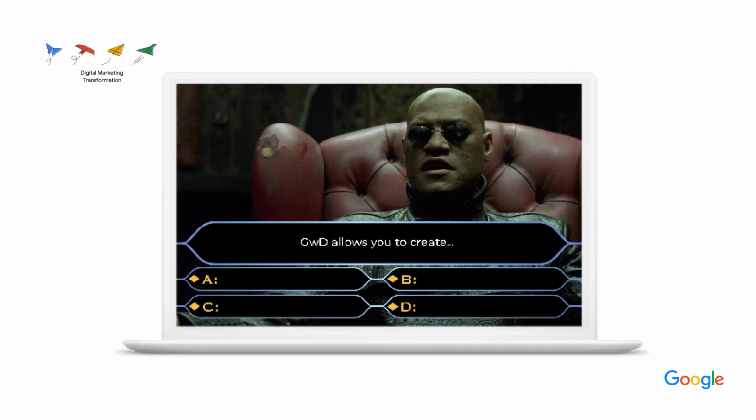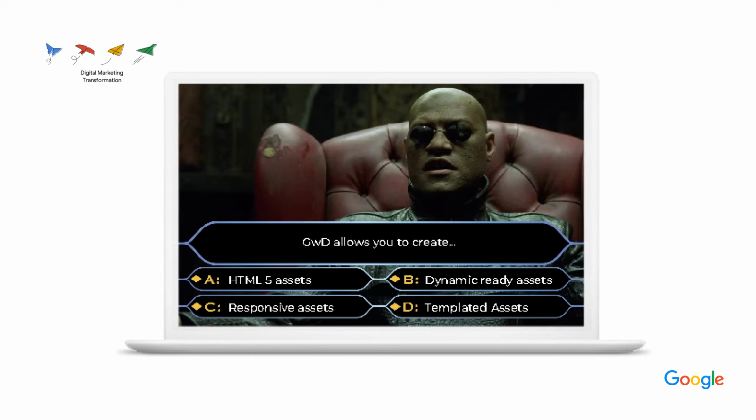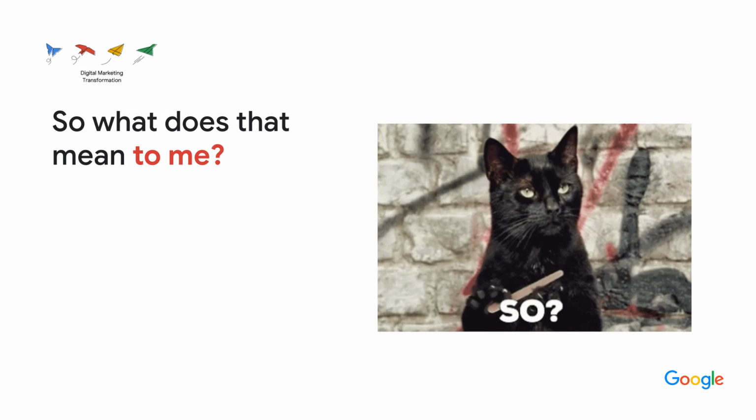So what does Google Web Designer allow you to create? It allows you to create HTML5 assets in a very quick and easy way. It allows you to create dynamic ready assets, which we'll look at in another module. It allows you to create responsive assets and templated assets. So what does that mean for you? You can build much more faster ads. You can build simple and animated assets.